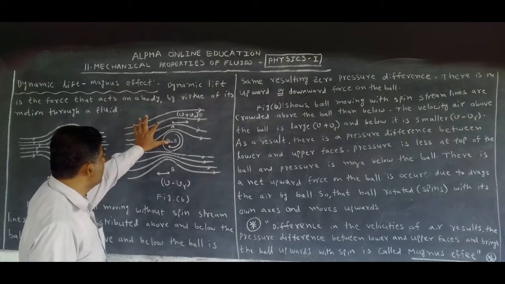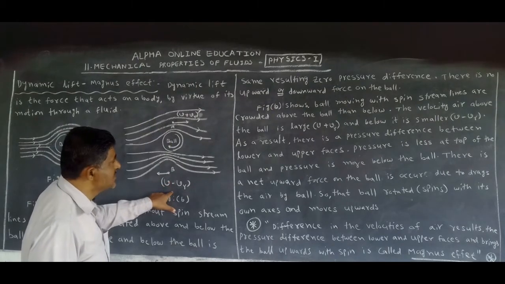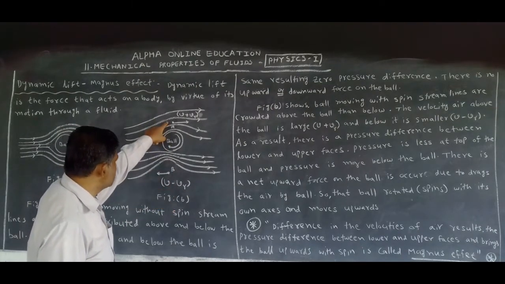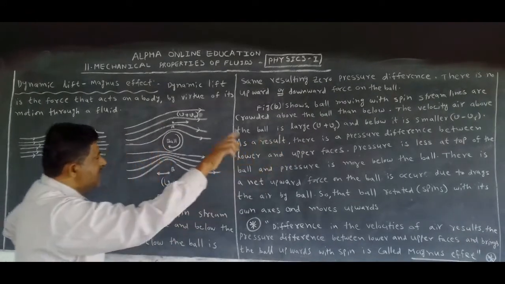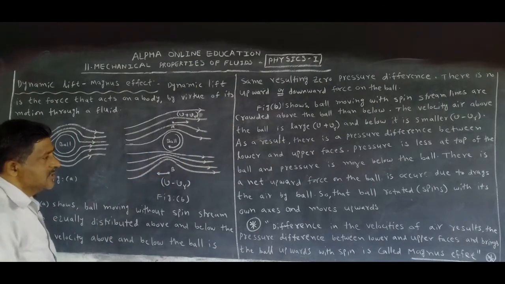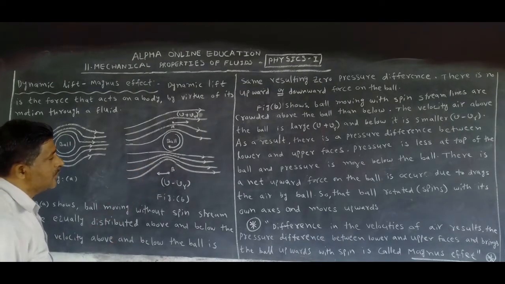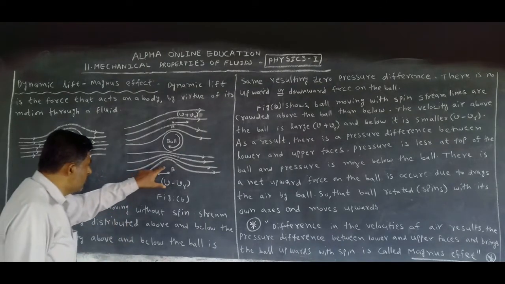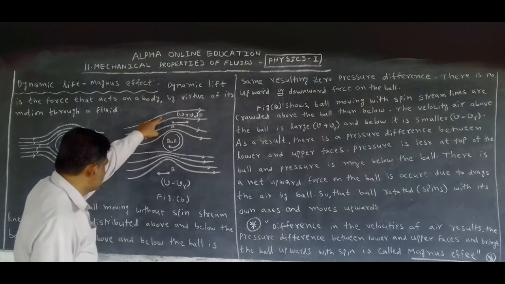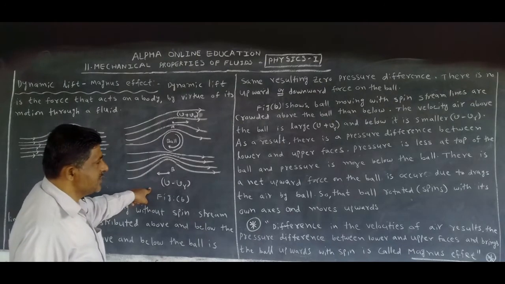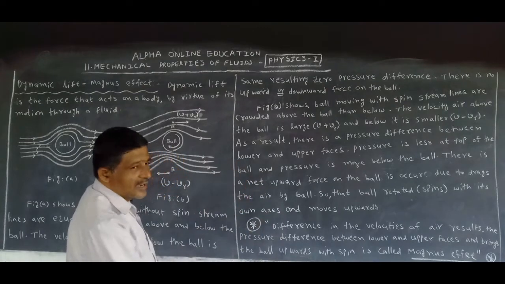The velocity of air above the ball is large, that is V plus VR, and below it is smaller, V minus VR. As a result, there is a pressure difference between the lower and upper faces. Pressure is less at the top of the ball and more below the ball. Why? Here velocity is more, so pressure is less, but here velocity is less, so the pressure is more. A net upward force acts on the ball.